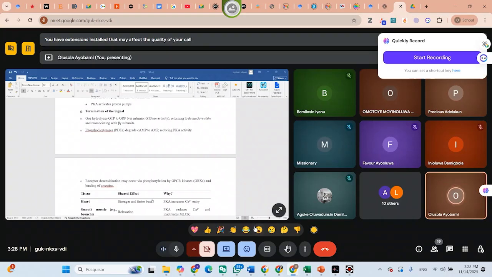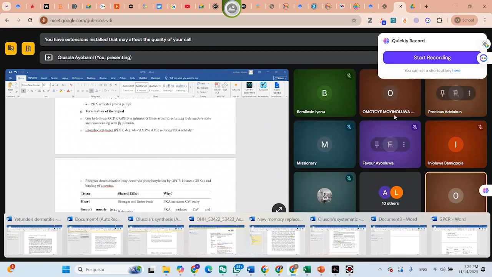This cyclic adenosine monophosphate will in turn bind to the regulatory unit of protein kinase A and release the catalytic subunit of protein kinase A. Once the catalytic subunit is released, and you know that kinases phosphorylate, this protein kinase A then phosphorylates your ion channels, your metabolic enzymes, and the likes, and then there is a cellular response. We saw some of the organ effects of these different responses.